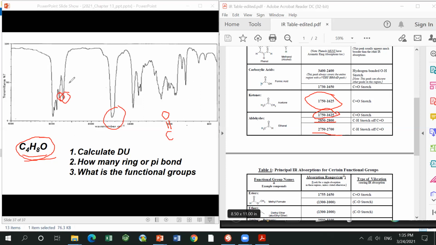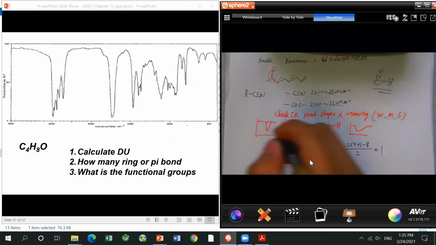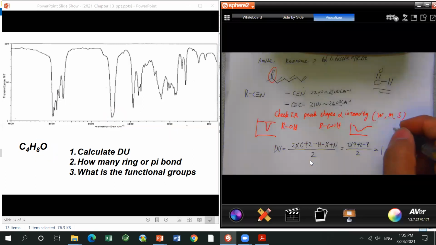Normally, no other CH stretching shows such a low stretching frequency, so only an aldehyde can show it. That means this compound is actually an aldehyde. The real structure is not benzaldehyde, but butanal. Yeah, that's the actual structure.